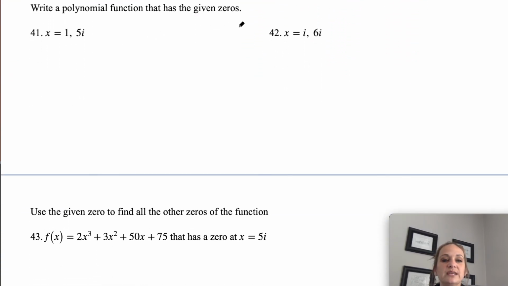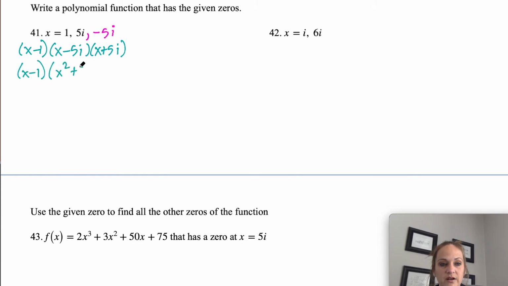Okay, polynomial function with given zeros. Well, if 5i is a 0, that means a negative 5i is a 0. So we know that x minus 1 is a factor, x minus 5i is a factor, and x plus 5i is a factor. I'm going to go ahead and FOIL the ones with the i's first, and I'll get x squared plus 5ix minus 5ix minus 25i squared.